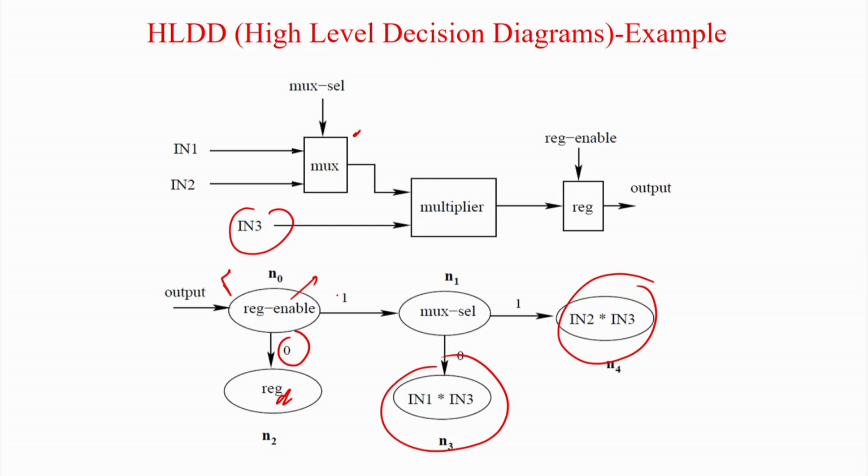If register enable is equal to 1, then only it is going to latch, so then I am going in this direction. If the multiplier select is equal to 1, that means this terminal is going to come in, you are going to get N2 into N3. So this is the expression. If mux is equal to 0, N1 is going to come and the output is equal to N1 into N3, as simple as that.